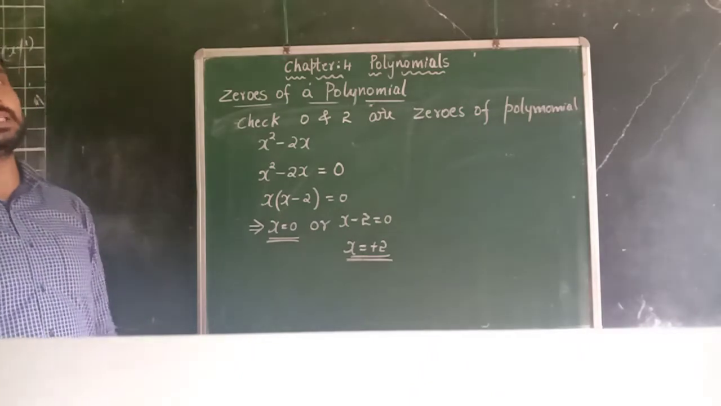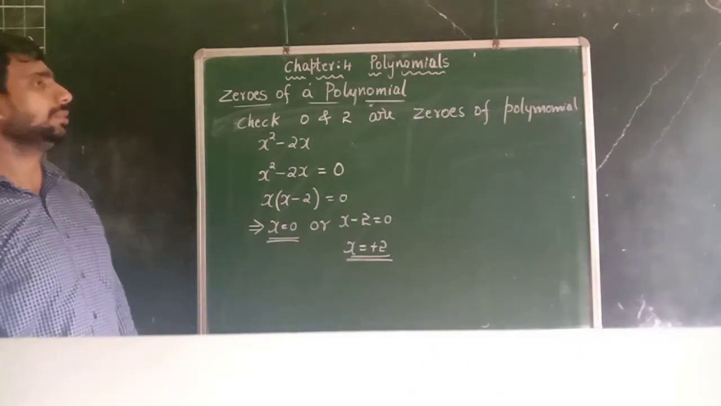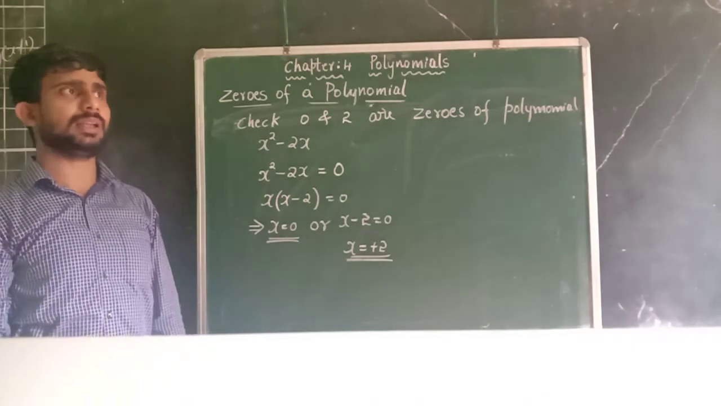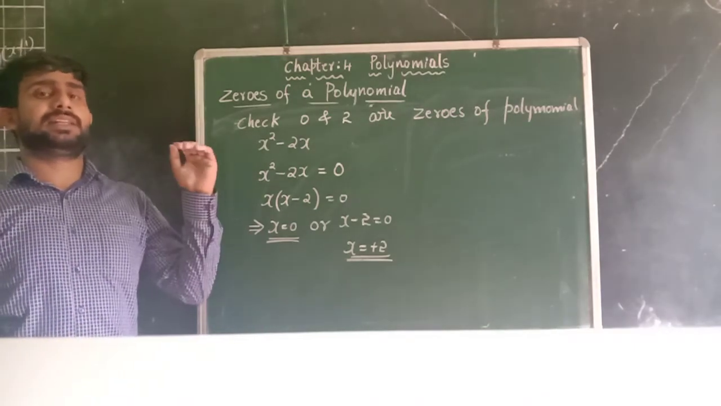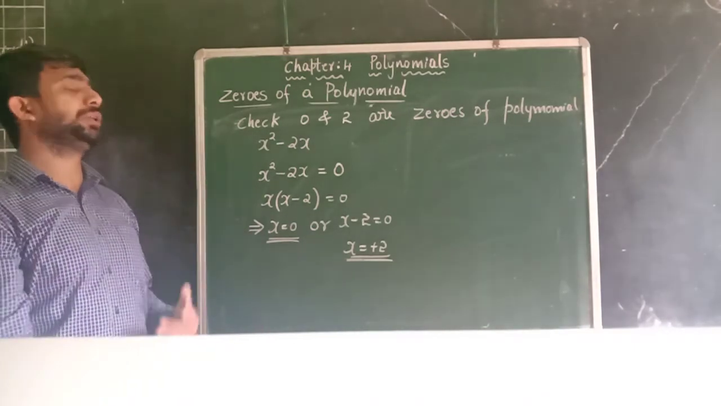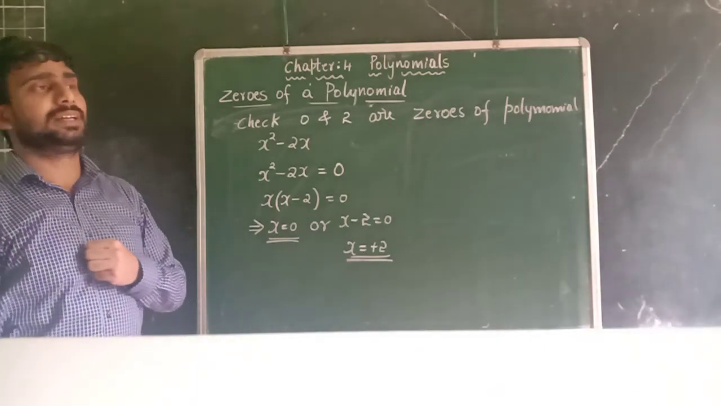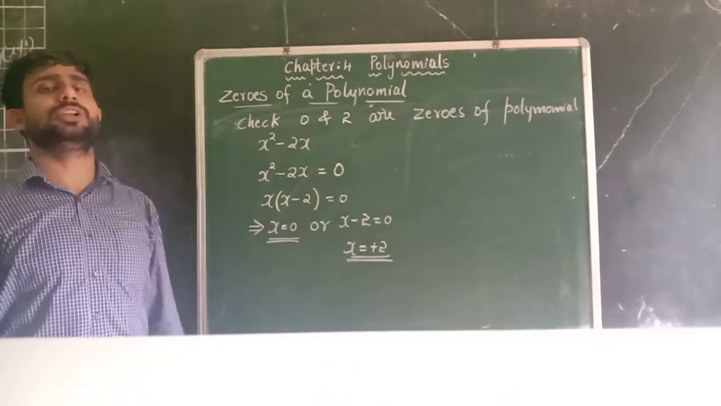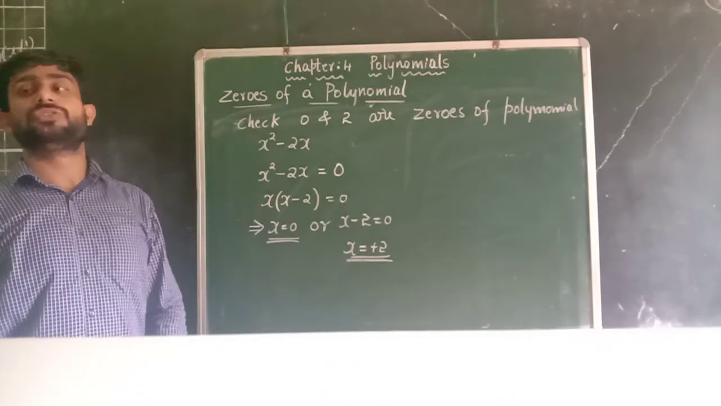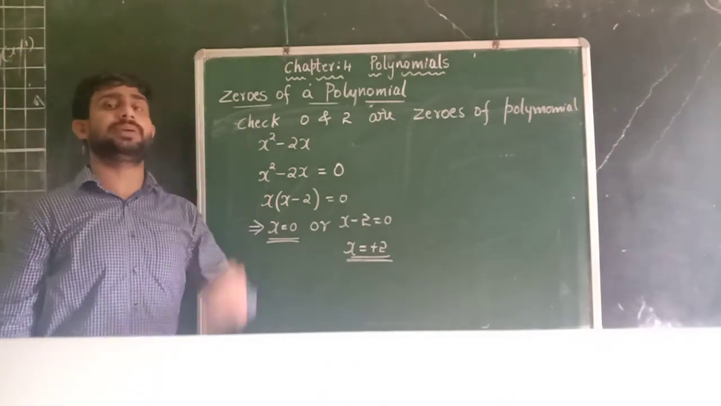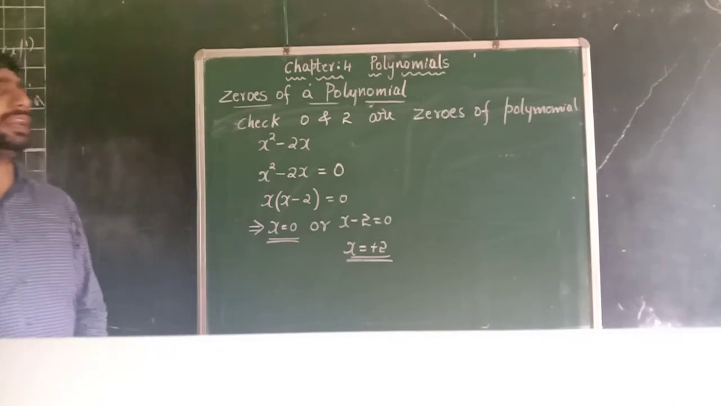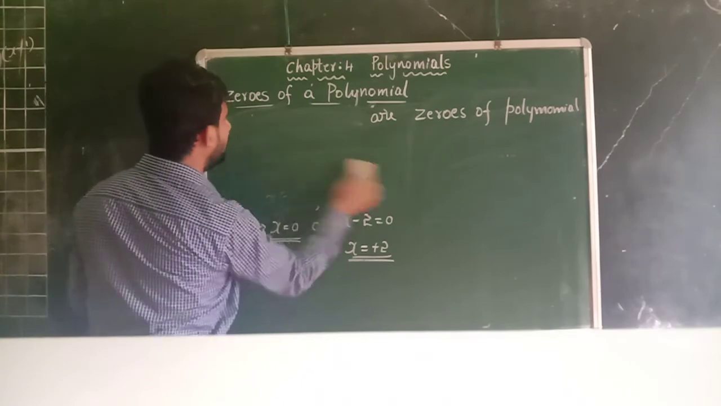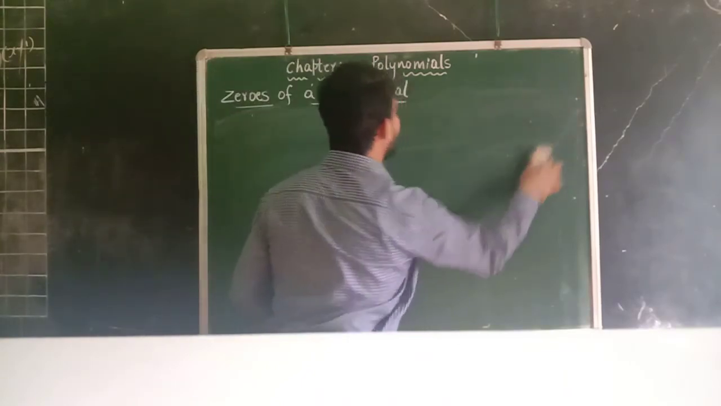To check whether they are zeros or not, you can use this method, or just substitute and see. Okay, now in the next one, I think exercise 4.2, they have asked you to find the zeros of the polynomial. Okay, I will move on with one more problem. Check this problem also.